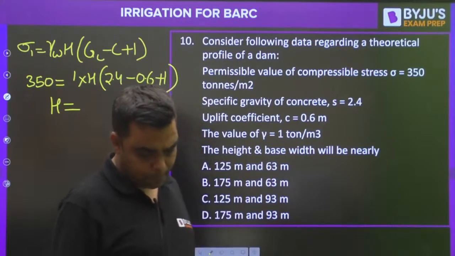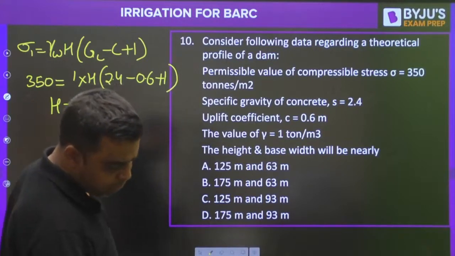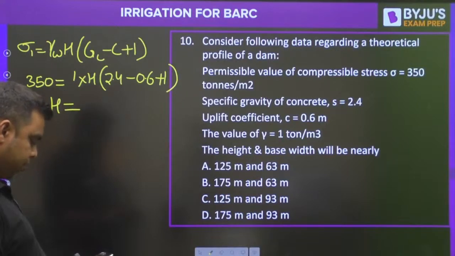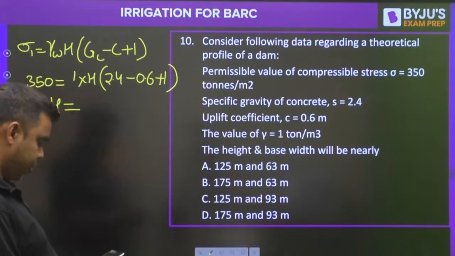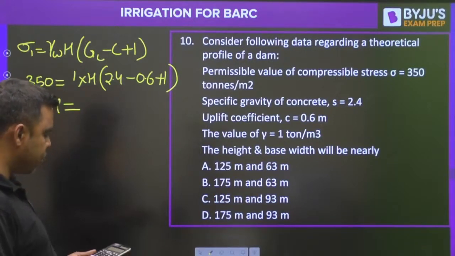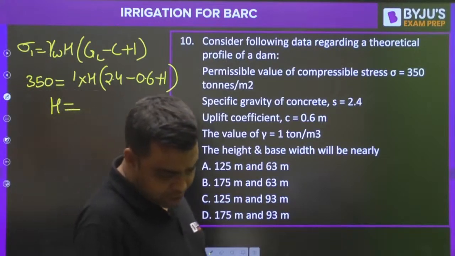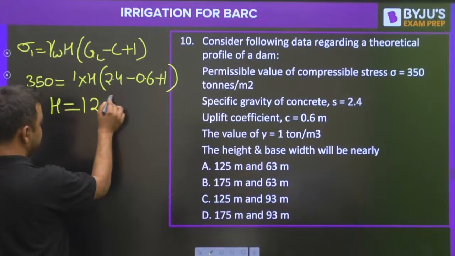How much is the value of H coming? 125.93? 350 divided by 2.8, 125 exactly is coming. Why did you go wrong? There is no decimal. Yes, 125.